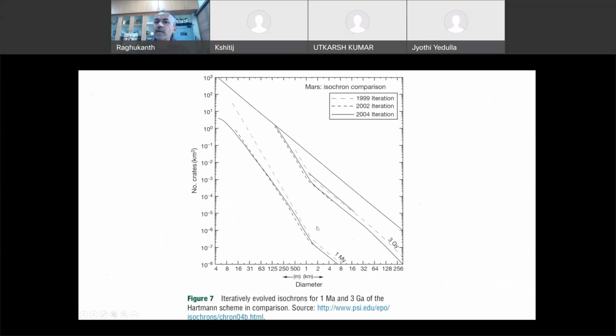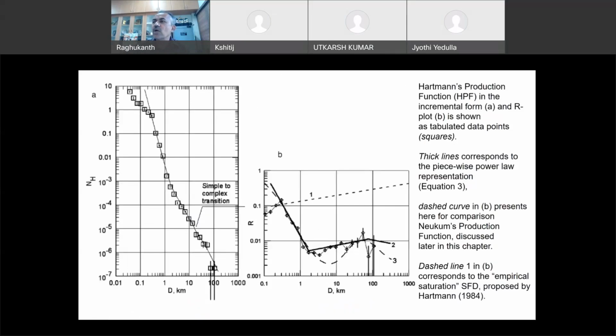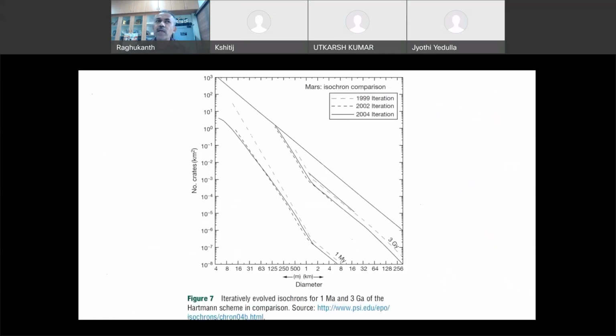Then one more important terminology I just missed here. These types of production functions they also call the size frequency distribution. They use the word production function. Apart from that, they also use this word called the isochrone. Actually, isochrone is also the same, the number of craters per diameter. Okay, so both of them are the same. So the isochrone, they use these types of words.